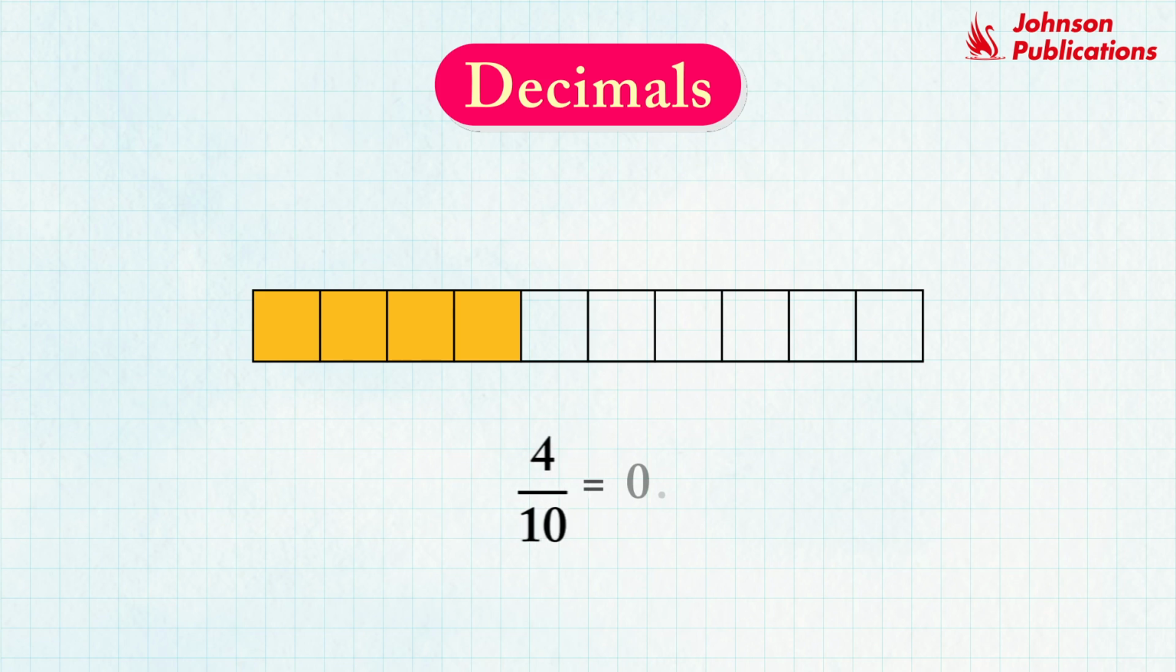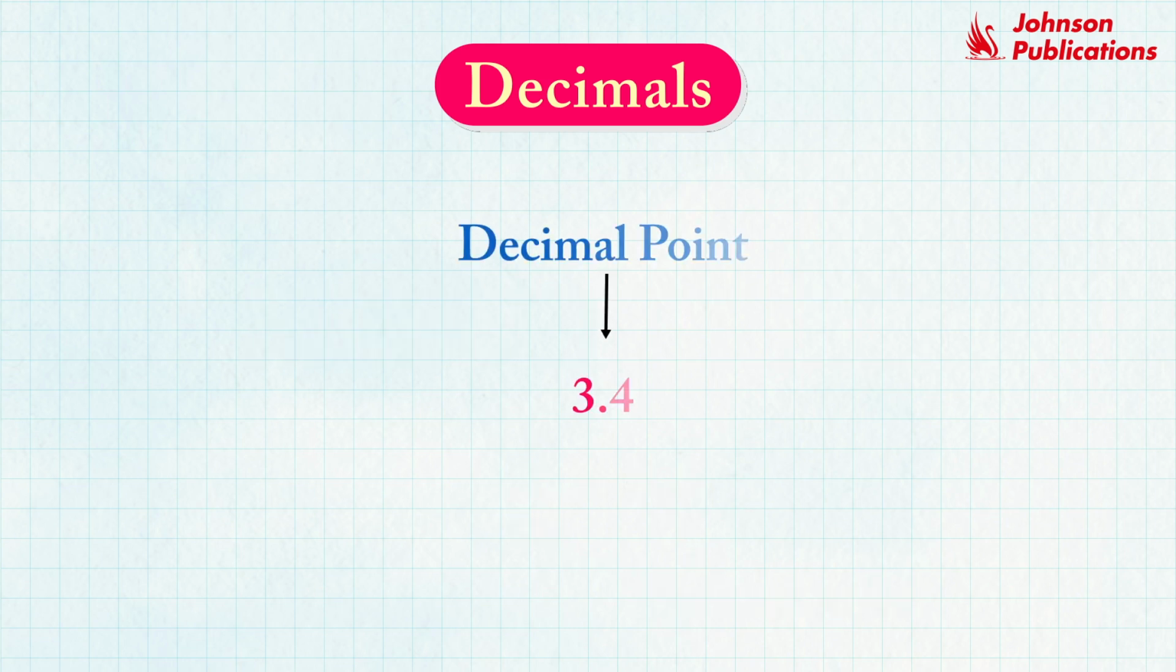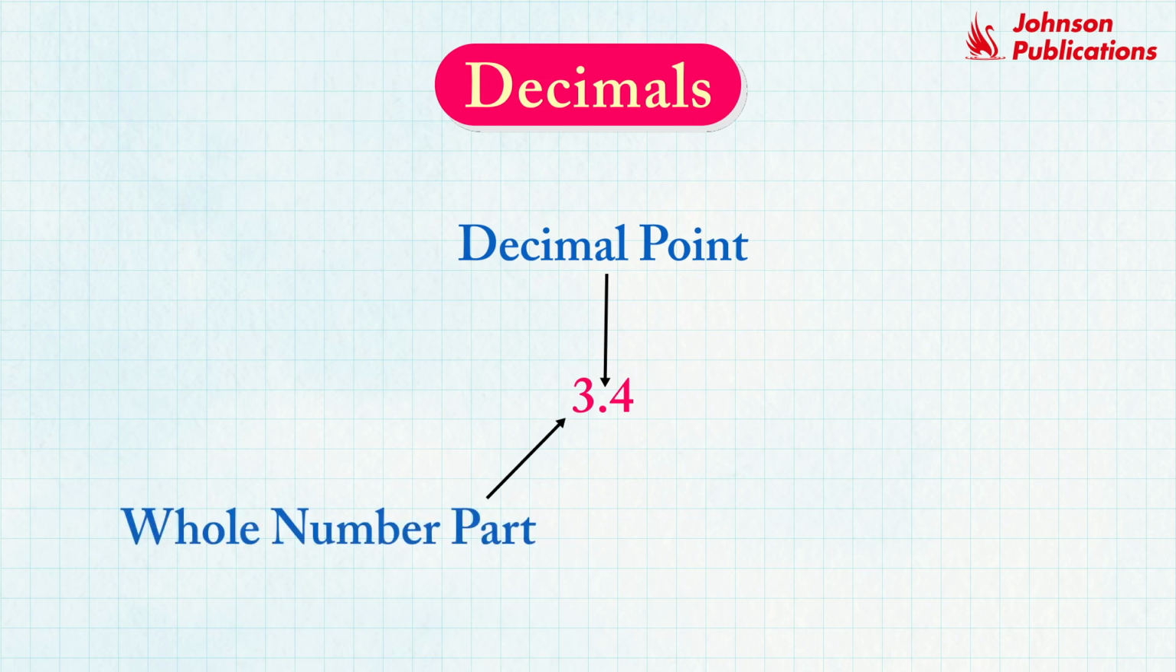4 by 10 is equal to 0.4. So we can also say that 0.4 part of the rectangle is colored. The dot between 0 and 4 is called the decimal point. Any decimal number has 2 parts. The part on the left of the decimal point is known as the whole number part, and the part on the right of the decimal point is known as the decimal part.